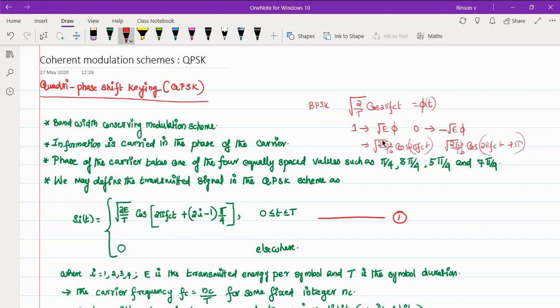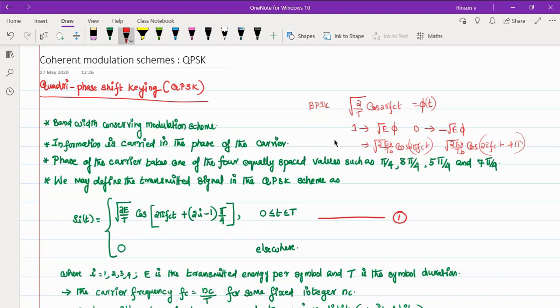That is, to transmit 1, you will be sending the carrier as such. To transmit 0, you will be phase shifting the carrier by pi and then transmit. This is in the case of BPSK. There you have only 2 symbols to transmit. In quadrilateral phase shift keying, you have 4 symbols to transmit.